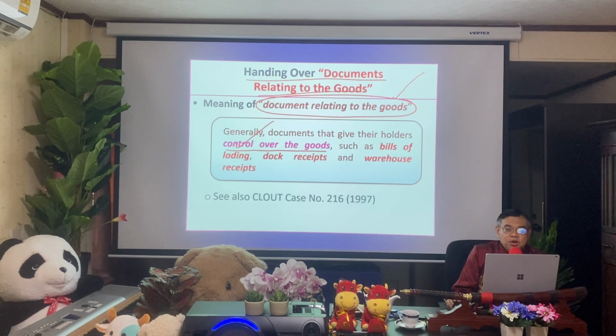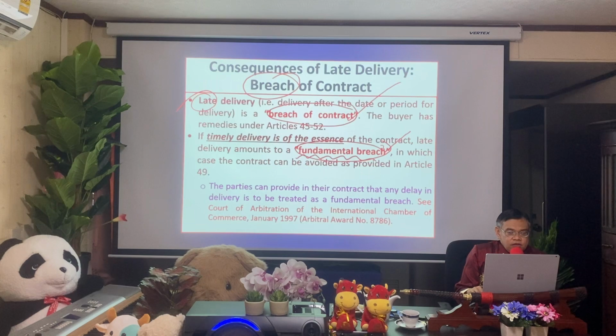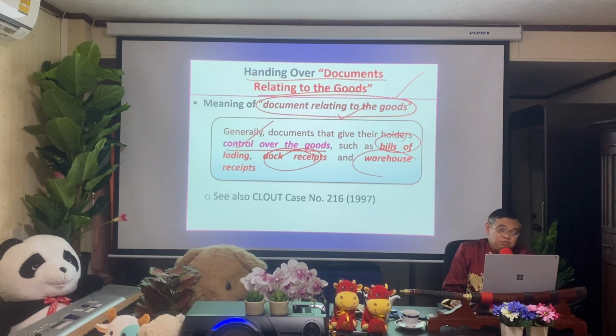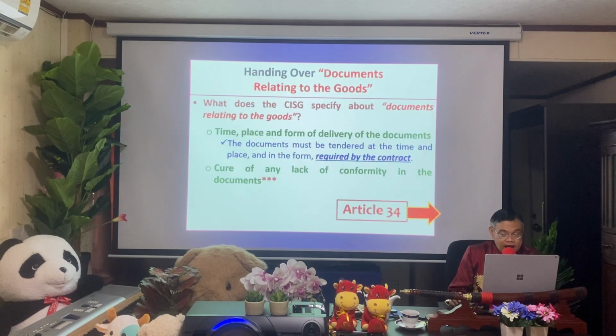That means that you have a document relating to the goods within the meaning of the CISG. It can be the bill of lading or BL. It can be the dock receipts. It can also be the warehouse receipts. So, in addition to the obligation to deliver the goods, the seller will also have to hand over the documents relating to the goods to the buyer. Otherwise, it will be a breach.